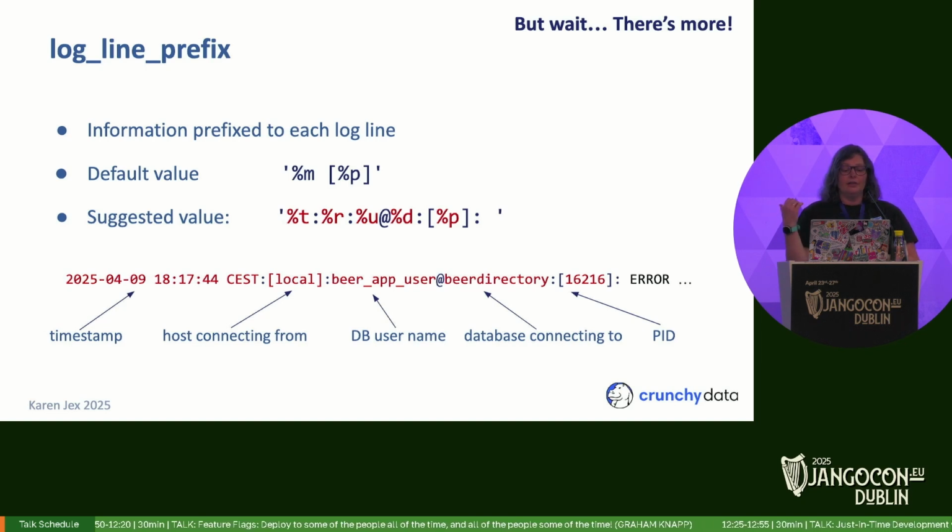So the example I've given here means you'll get the timestamp, the host that's being connected from, the database username, the database that's being connected to, and the process ID. And the very, very important bit that a lot of people forget is the space at the end, so it's actually separated from the error message, so it's actually legible.